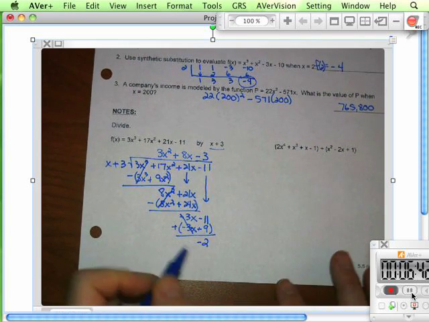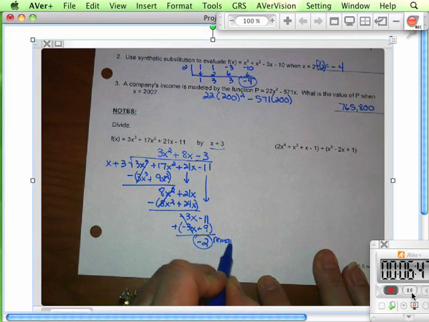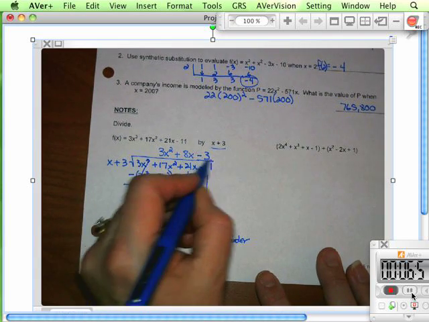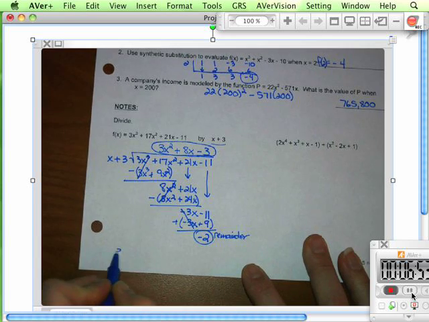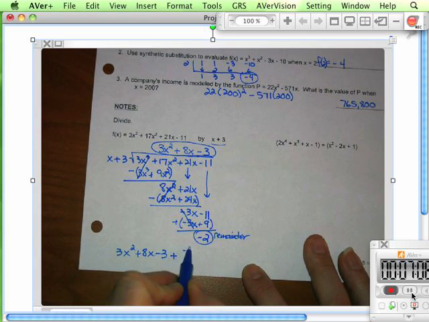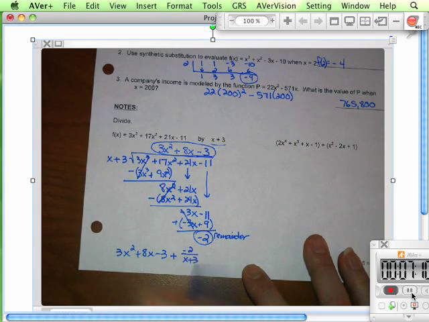I have nothing else to bring down, so this is going to be my remainder, which will become part of my answer. So now what I do is take this and write it down here. It's 3x squared plus 8x minus 3. That's the quotient. That's the answer. But then I also have to include the remainder as negative 2 over x plus 3. And that is the exact quotient right there.